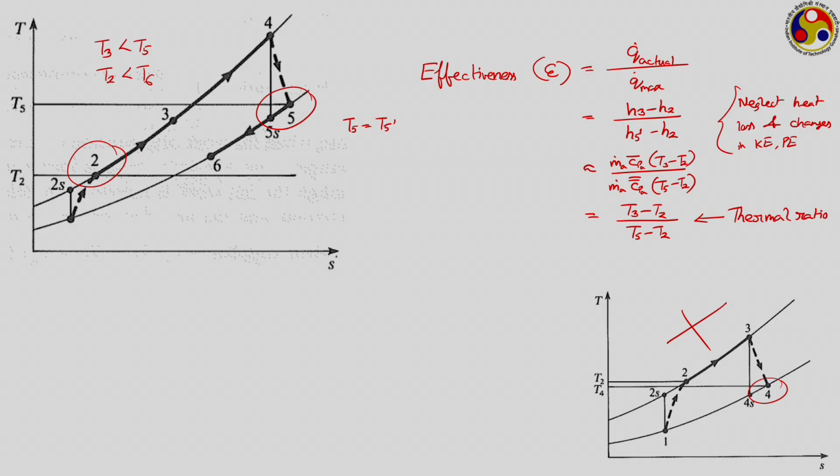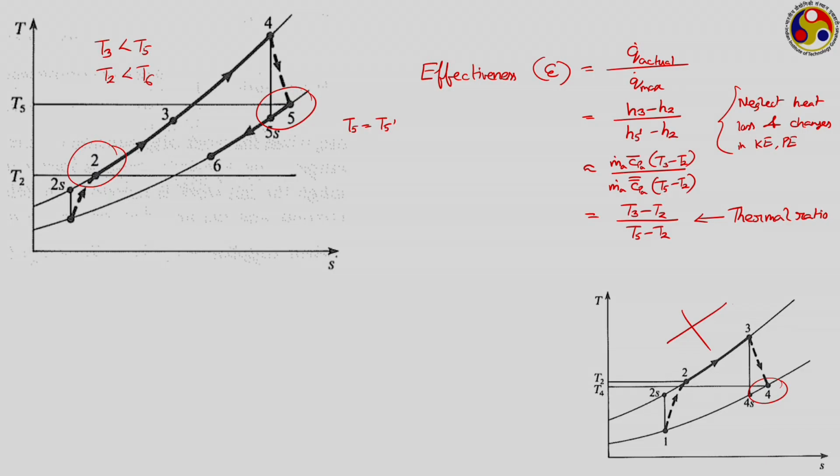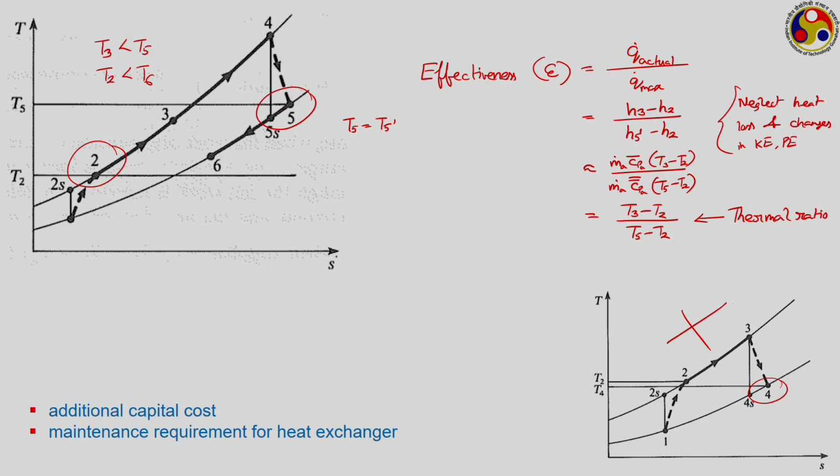Even when T4 is greater than T2, unless it is a significantly large temperature difference, we should not go for a regenerator, because incorporating the regenerator brings in several things: an additional capital cost requirement, a maintenance requirement for the heat exchanger, and also a large surface area requirement if we are talking about a very small temperature change between T4 and T2. So, the heat exchanger or regenerator can be included in the design only when the gas exit temperature is significantly larger than the air temperature at the end of compression.